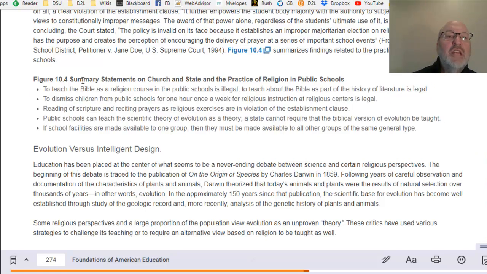Summary of statements, church and state. You can teach the Bible as a religion course in public schools is illegal. To teach the Bible as part of a history of literature is legal. To release children from public school once a week for religious instruction centers is legal. And I had a student teacher in a school that did that. Reading the scripture and reciting prayers, religious exercise, are in violation.